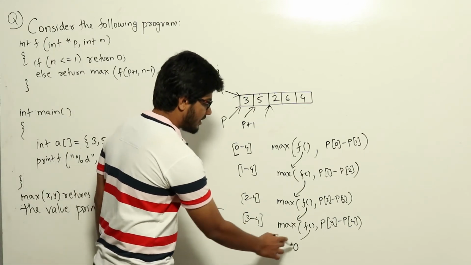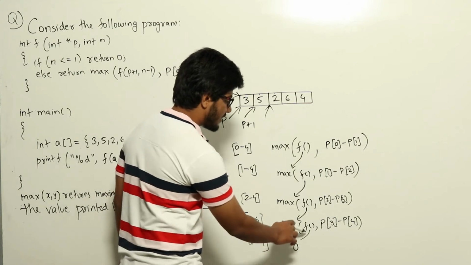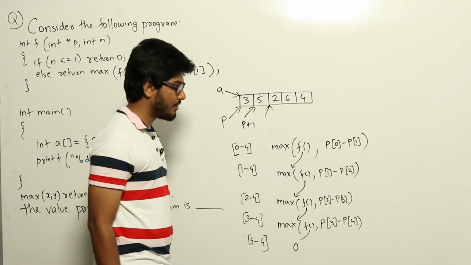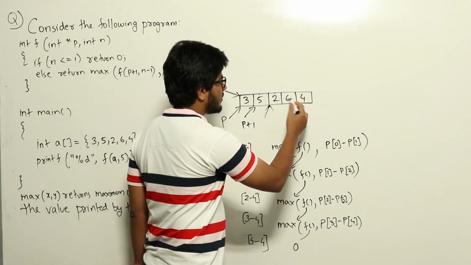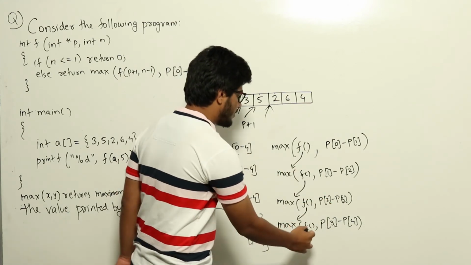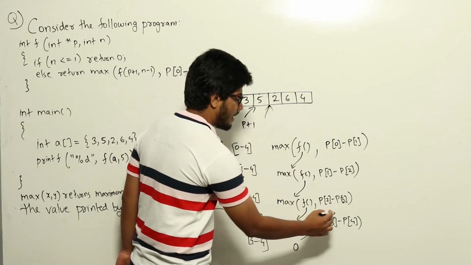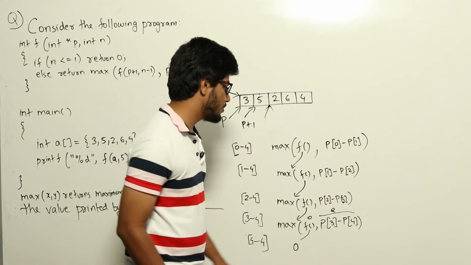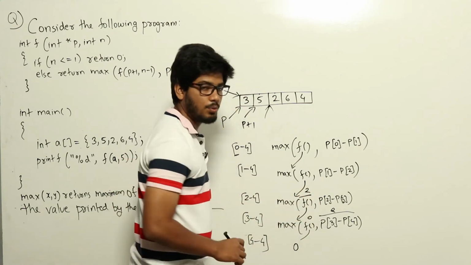So at this point we will directly return 0 from the function f, which means coming back to this function, the value here will be 0 comma p of 3 minus p of 4. Okay, p of 3 minus p of 4 is 6 minus 4, that is 2. So the maximum of these two will be 2. That 2 will be passed to this function. So here we got 0 and this was 2. Maximum of 0 and 2 is 2 only. So coming to this part, the value returned will be 2.